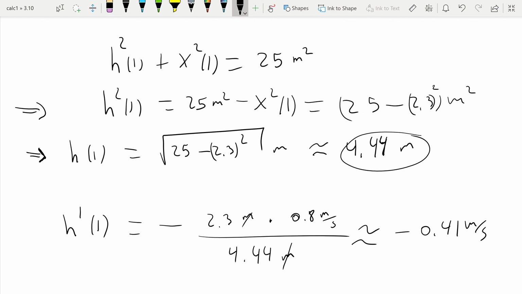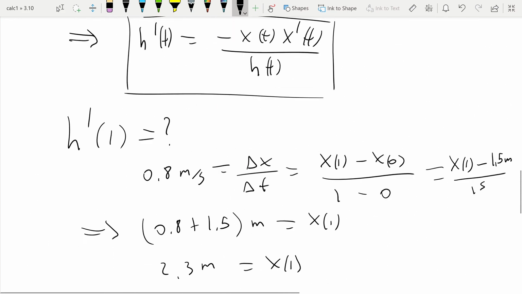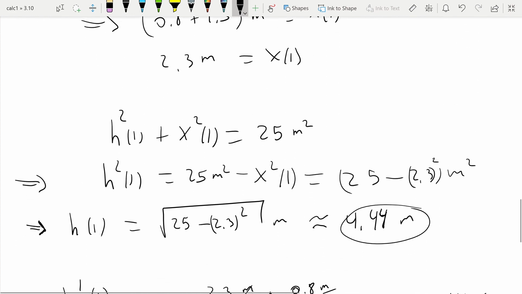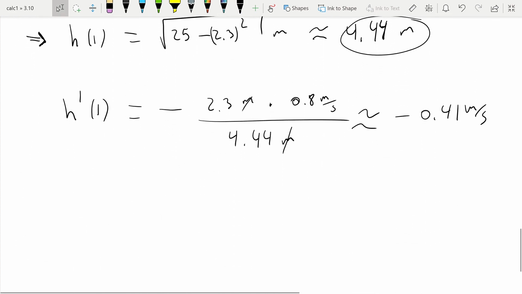So at time 1, h' is approximately equal to minus 0.41 meters per second, and that is what we were asked to compute. Okay, and it's negative because the top of the ladder is moving towards the origin, so it's moving in the negative direction.